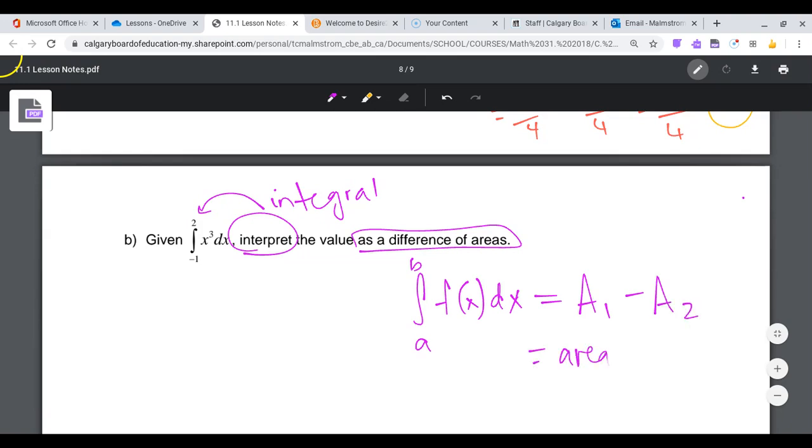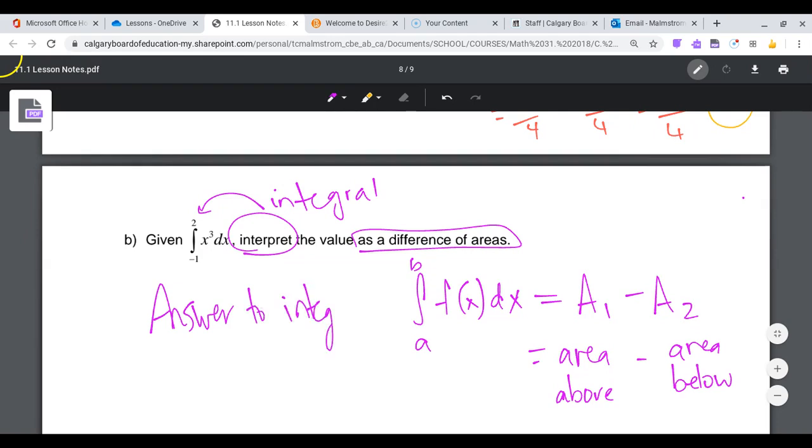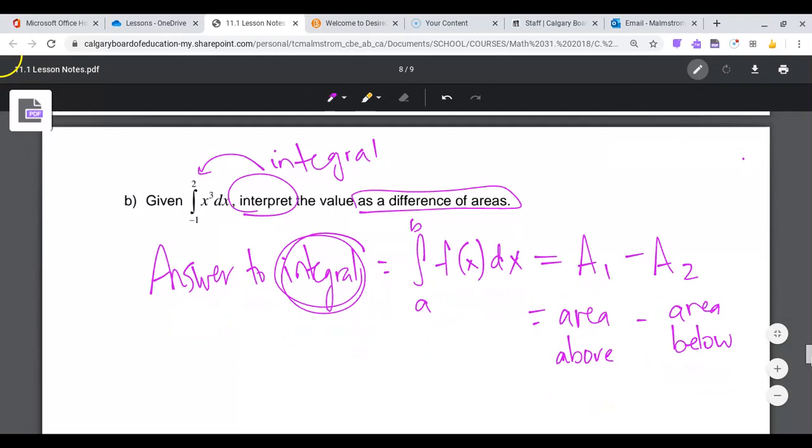So area above minus the area below. And that is to give me the answer to the integral. Really important that we understand the difference between integral and area. What is it asking me to calculate? So this is going kind of back to our chapter 10.